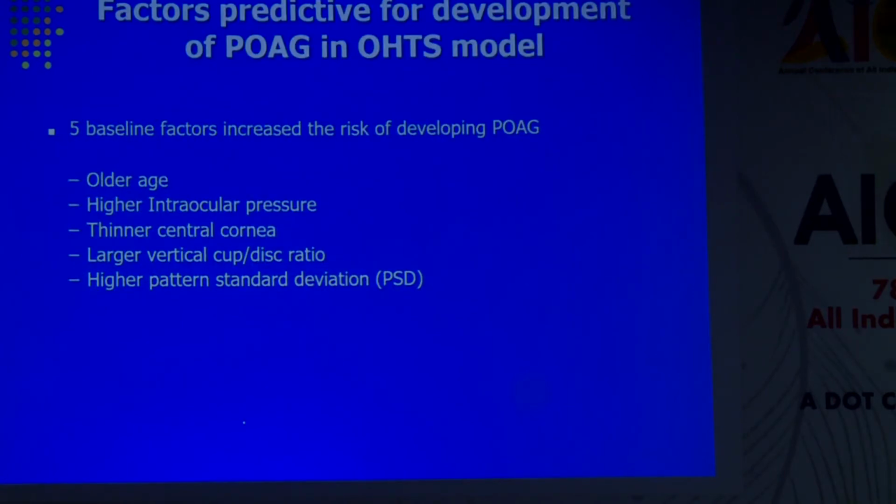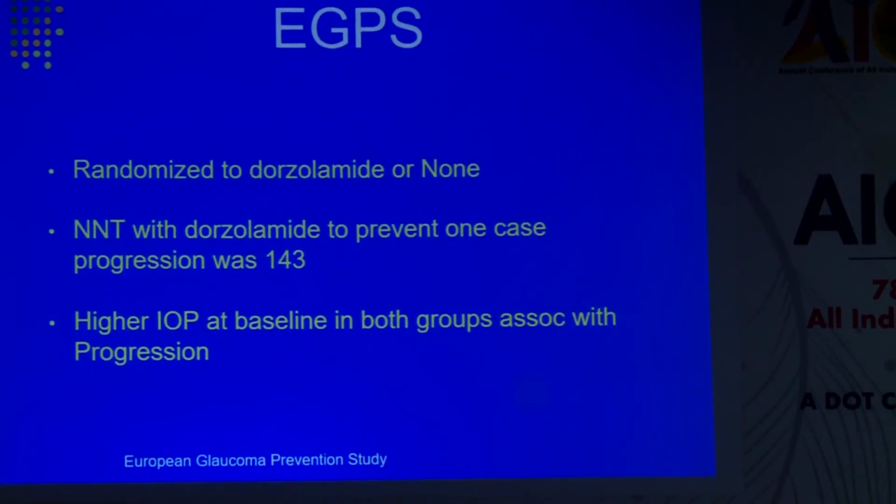There were certain factors identified to find out the risk for progression, which have already been discussed, including age, high intraocular pressure, thinner central cornea, larger vertical cup-to-disc ratio, and a higher PSD. The European Glaucoma Prevention Study also randomized the patients to dorzolamide or no treatment. The NNT with this was 1 case of progression as compared to 143. So we don't need to treat everybody. But here, higher intraocular pressure at baseline in both the groups was associated with progression.